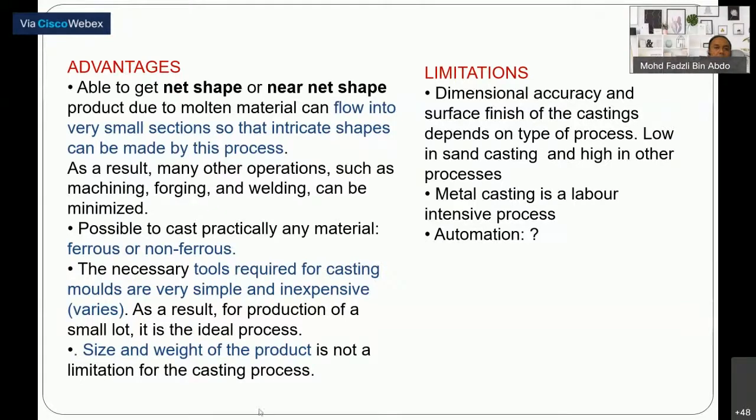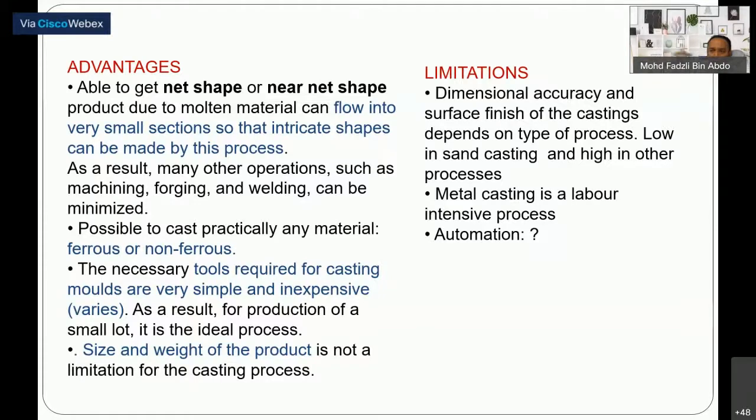But if there are advantages, there are also disadvantages or the limitation, okay, ataupun constraint, which is the limitation is dimensional accuracy and the finish of the casting depends on type of the process, okay, and then low in sand casting and high in other processes. The basic casting is using the sand casting, which means our mold is made from sand, from pasir. But then the limitation is the dimensional accuracy is not accurate lah.